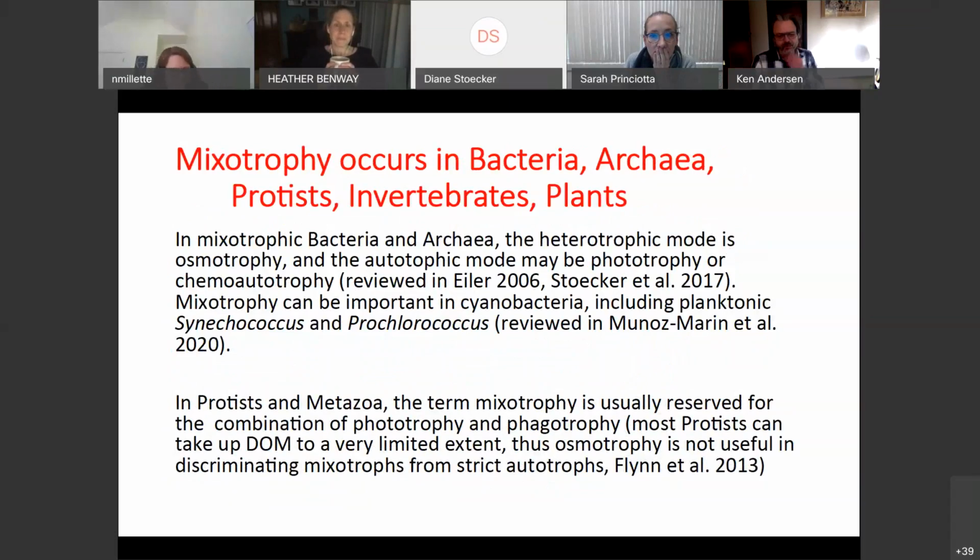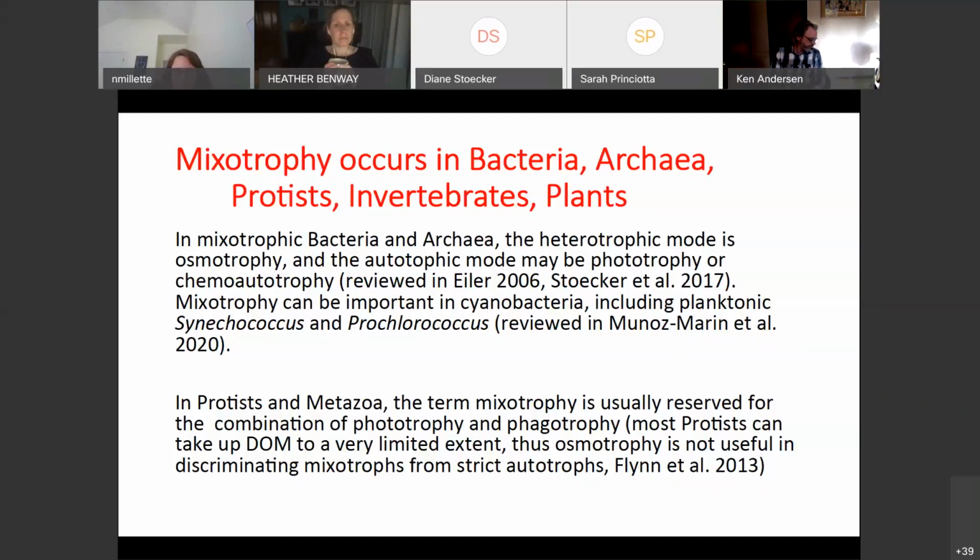Well, in this session, we're mostly interested in mixotrophy in planktonic protists. But I think it's important to remember that mixotrophy is actually quite widespread. There are mixotrophic bacteria, archaea, protists, invertebrates, and plants. In mixotrophic bacteria and archaea, the heterotrophic mode is osmotrophy, and the autotrophic mode can be phototrophy or chemoautotrophy. Most bacteriologists, microbial ecologists who work on bacteria, don't use the term mixotrophy, but some of them do. Mixotrophy can also be very important in cyanobacteria, including planktonic Synechococcus and Prochlorococcus. And this has attracted more attention recently, particularly in ones that live in low light environments.